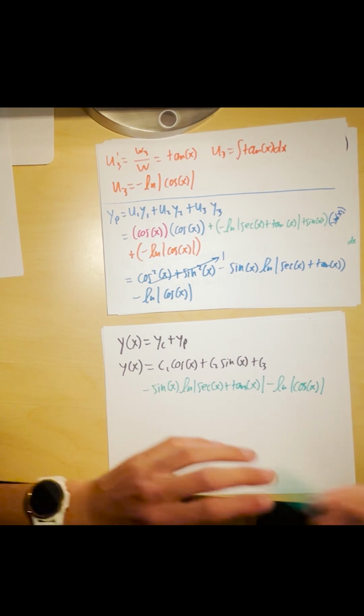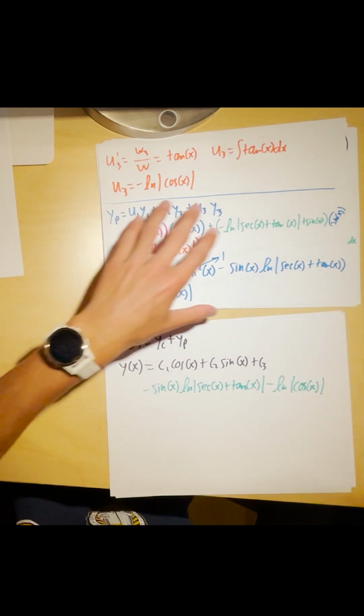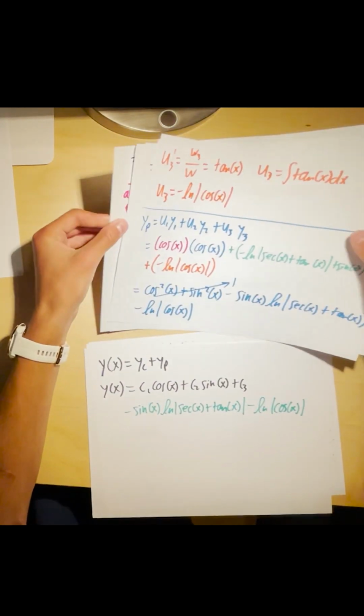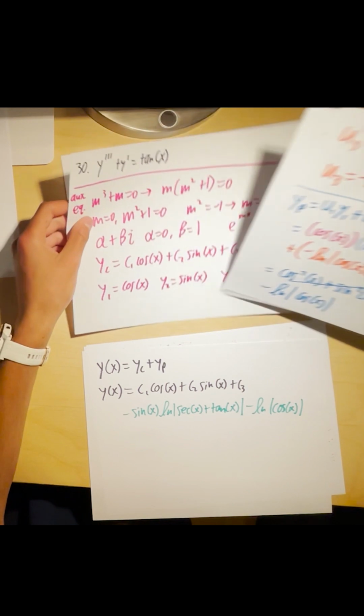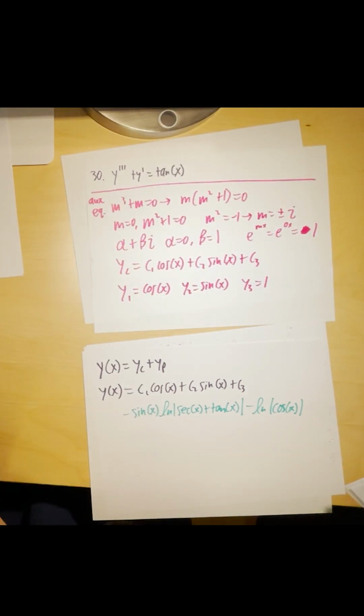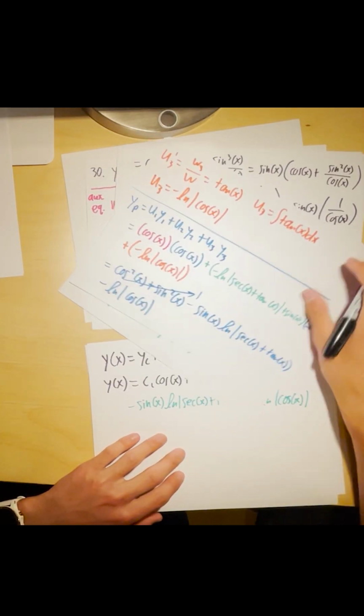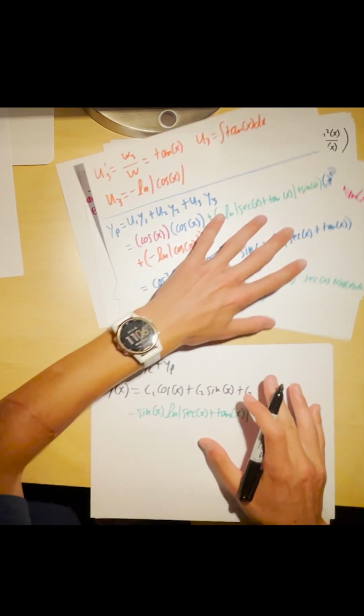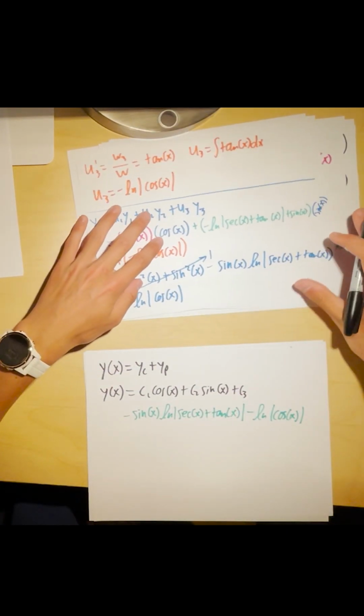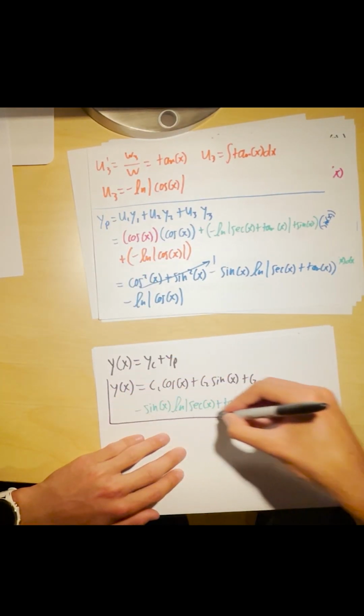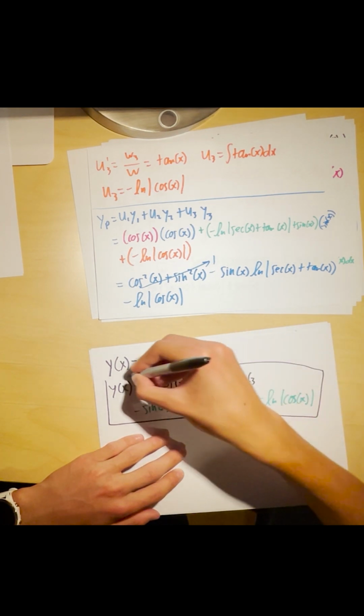So that is the general solution to number 30, y triple prime plus y prime equals tangent x. I think these three constant of integration problems are pretty fun. So there we go.